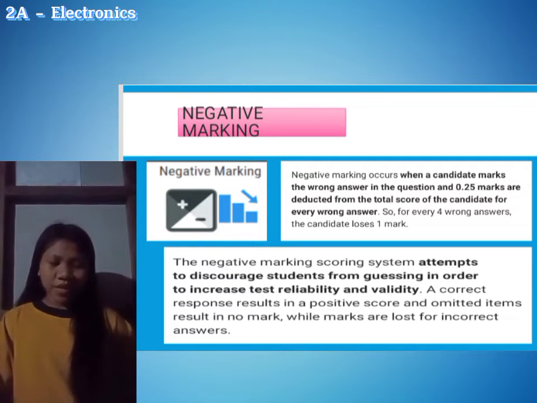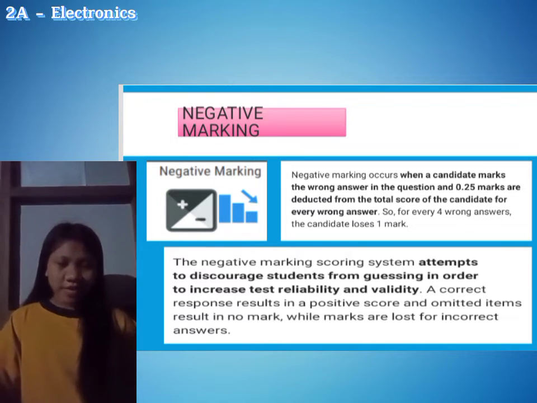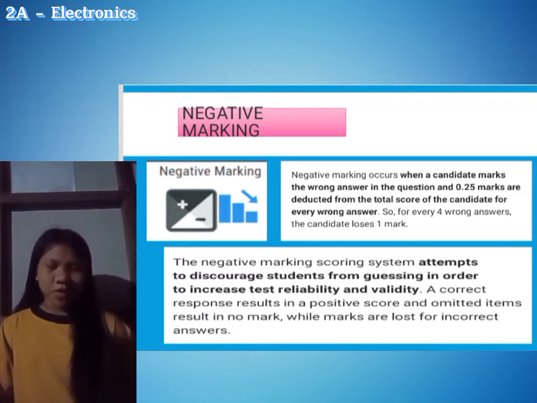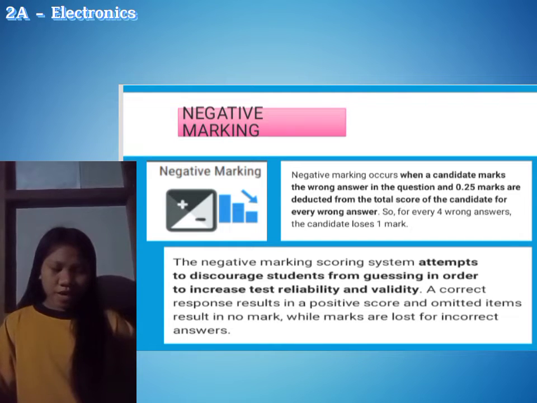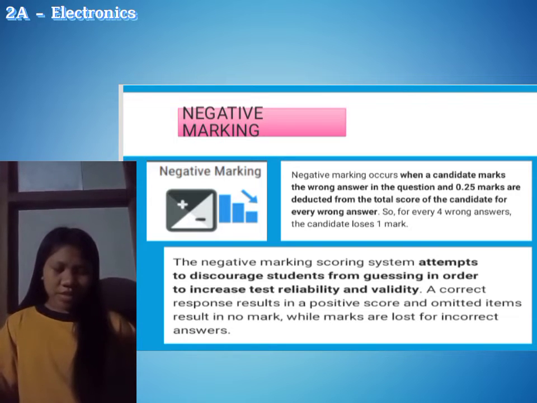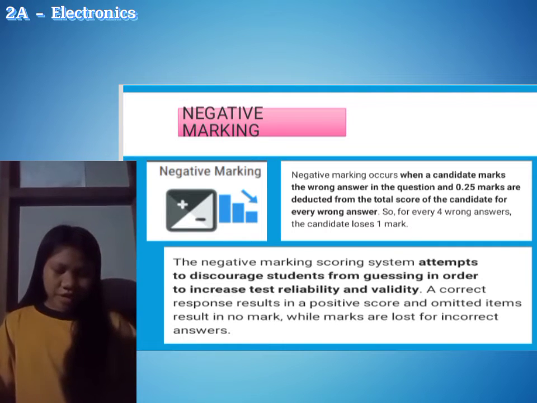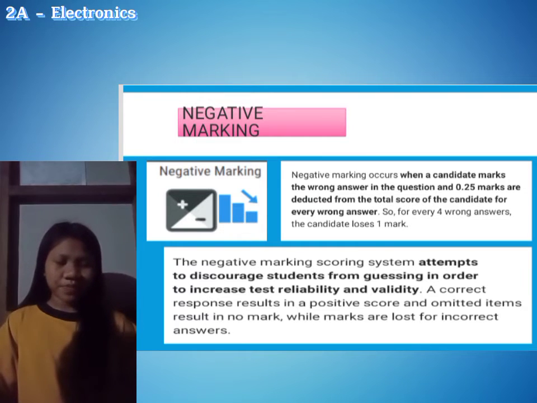Negative marking occurs when the candidate marks the wrong answer to a question, and 0.25 marks are deducted from the total score of the candidate for every wrong answer. So for every 4 wrong answers, the candidate loses 1 mark. The negative marking scoring system attempts to discourage students from guessing in order to increase test reliability and validity. It assigns positive values to correct answers while punishing the learners for incorrect responses: correct minus wrong.